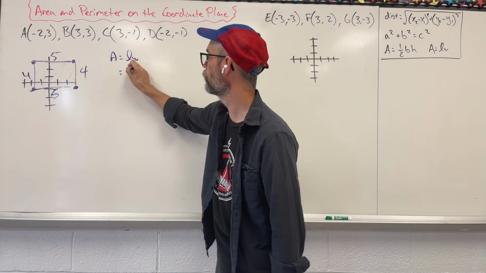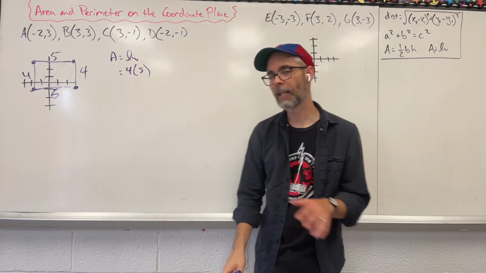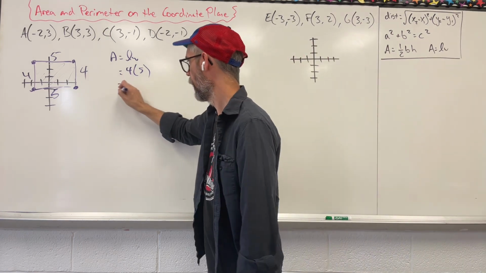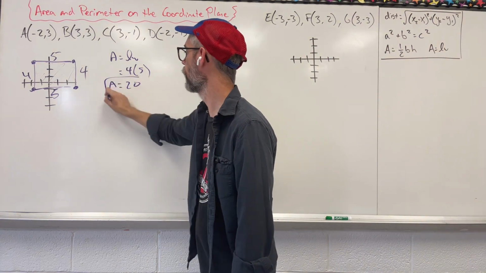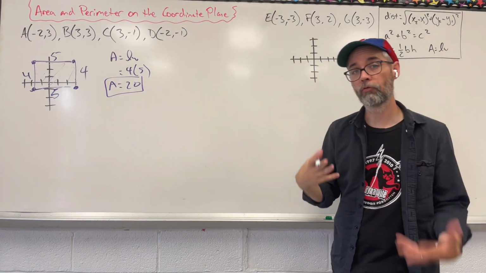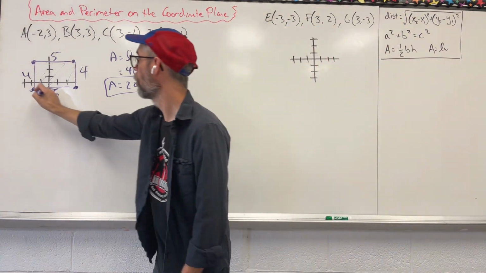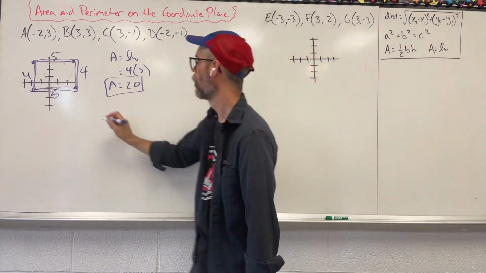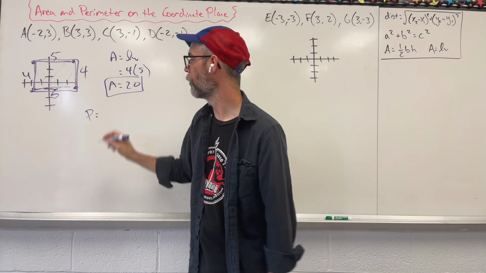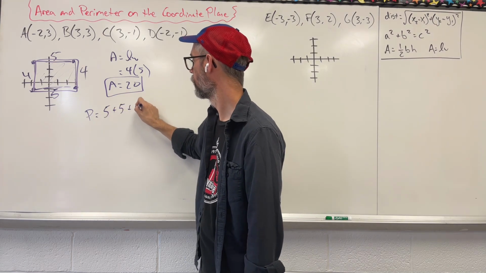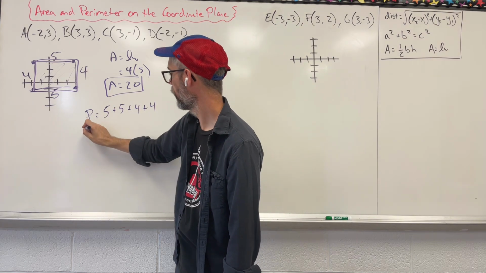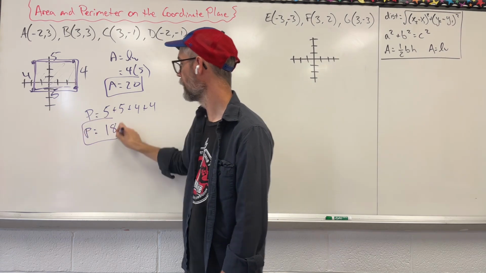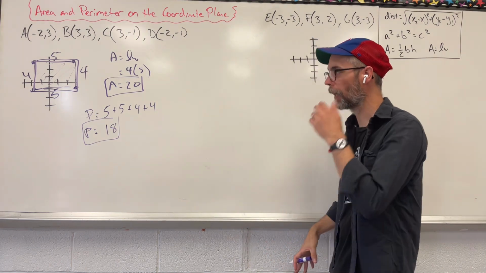When we plug our numbers in, we have a 4 and a 5. It does not matter which order you put those two numbers in, as long as one takes over the other. Area equals 20. When we find perimeter now, perimeter is the distance all the way around the object. It's like putting a fence around it. We're going to add all of those numbers up: 5 plus 5 plus 4 plus 4. Our perimeter equals 18. It's just that distance on the outside.